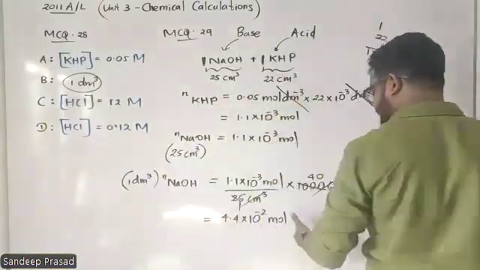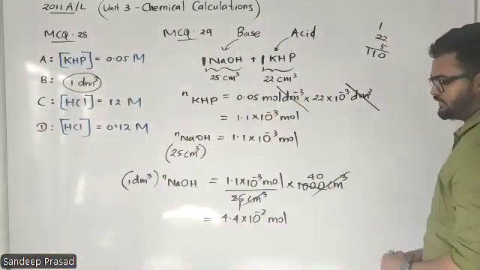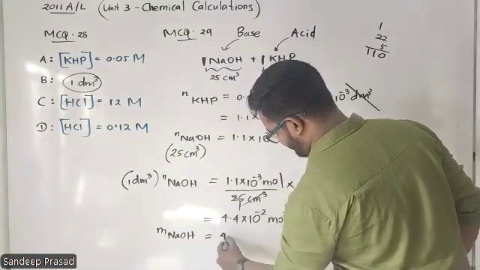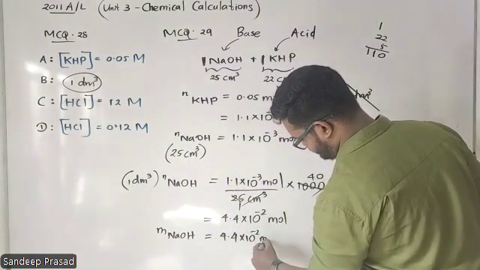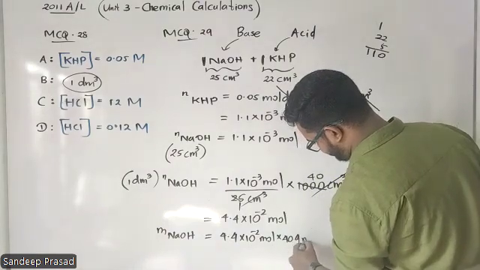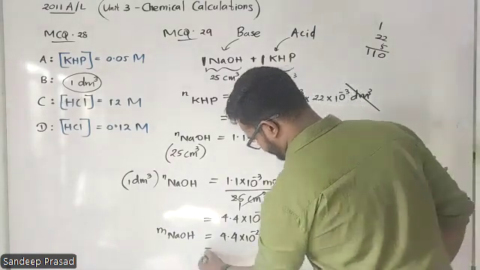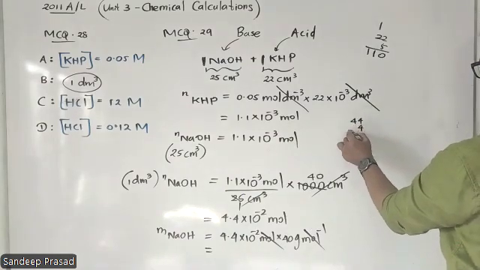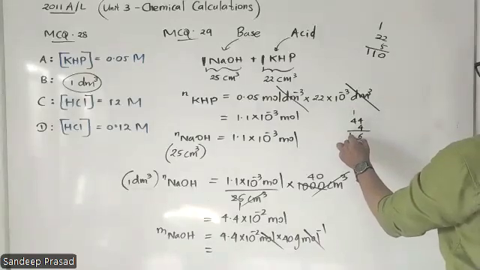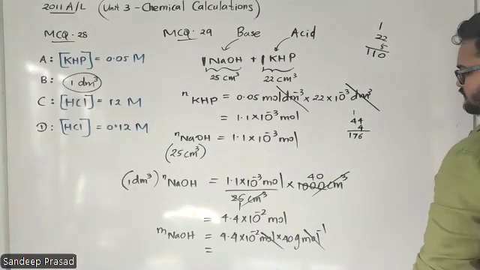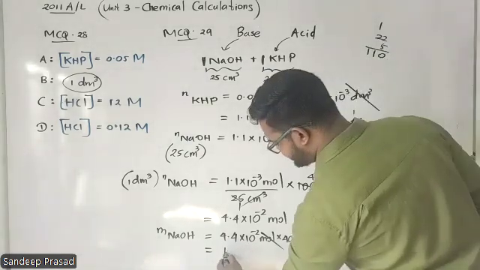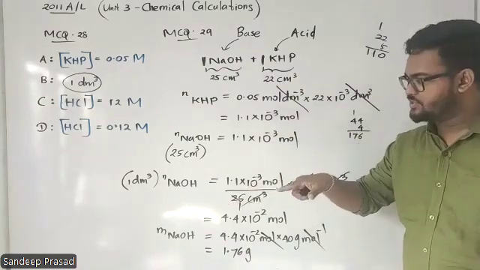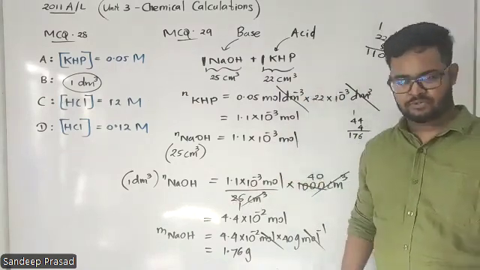Right. So these are the sodium hydroxide number of moles in the solution. Then what is the mass of sodium hydroxide? Number of moles multiplied by its molar mass, 40 grams per mole. And the answer is 1.76 grams. Students, they have given that initially in the B solution, they have used 2 grams of sodium hydroxide.